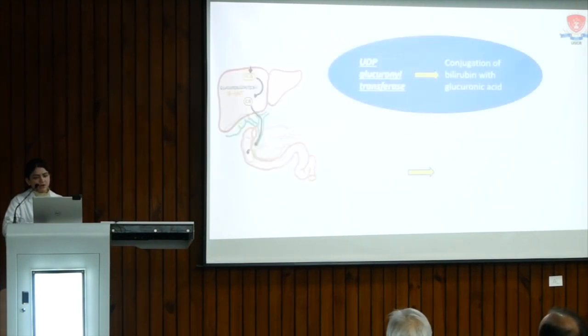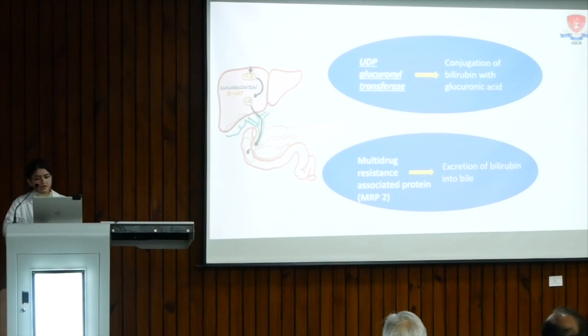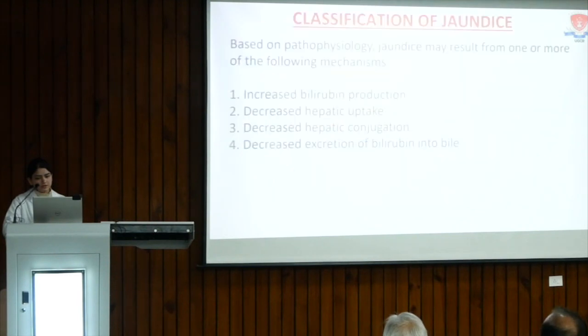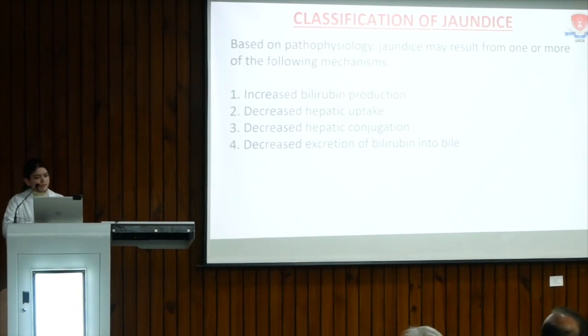Now, as my fellow colleague already elaborated, the enzyme UDP glucuronyl transferase is responsible for the conjugation of bilirubin, and the transport protein multidrug resistance-associated protein is responsible for the excretion of bilirubin into the bile. Now the classification of jaundice. Based on pathophysiology, jaundice may result from one or more of the following mechanisms. First is increased bilirubin production. Second is decreased hepatic uptake of bilirubin. Third is decreased hepatic conjugation, and the fourth mechanism is decreased excretion of bilirubin into bile.